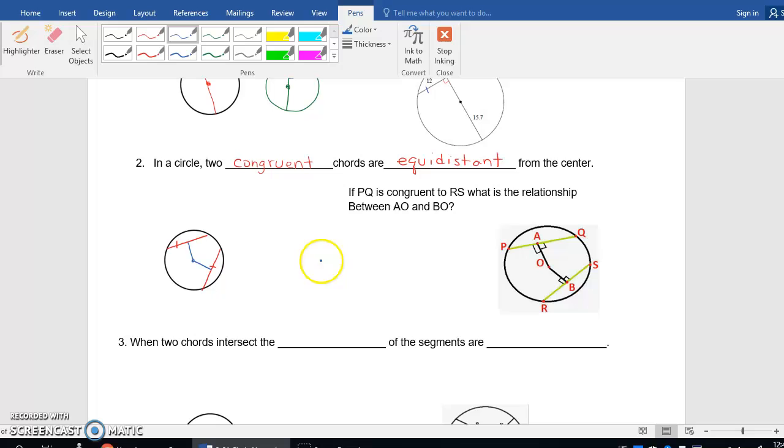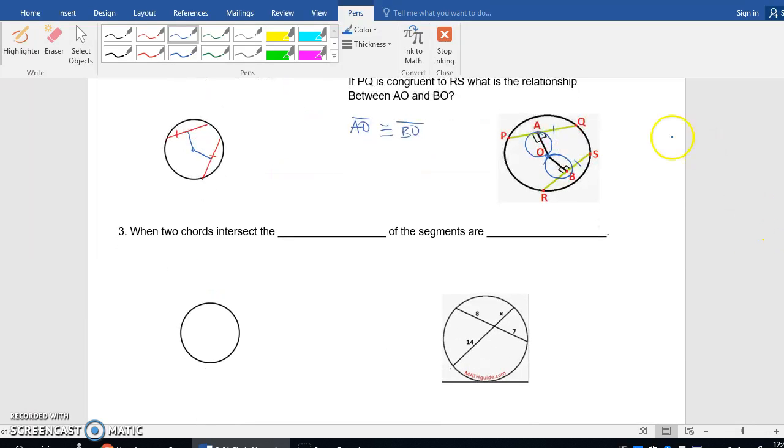Okay, they are equidistant. So in this example over here, if PQ is congruent to RS, what is the relationship between AO and BO? Well, that is the distance the chords are away from the center point. So therefore we know that AO is congruent to segment BO. That's the second rule.